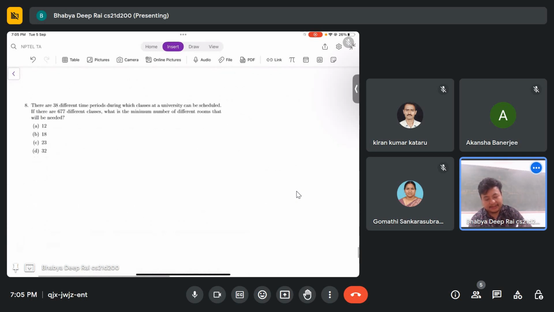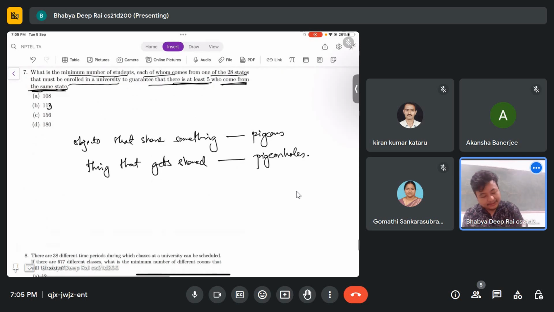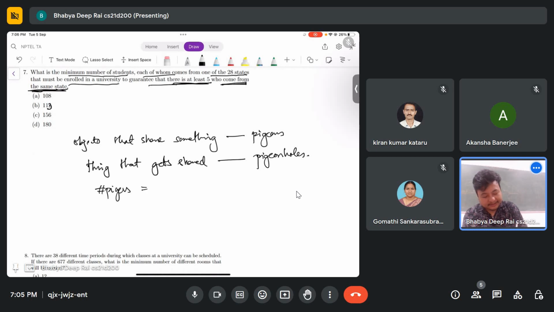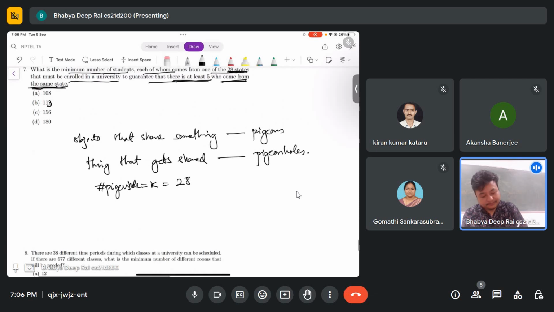Yeah, right. So the answer is 113. Why? Well, you know, number of pigeons is n, and pigeonholes is k, which is equal to the number of states. How many states are there in India? 28. Right. It's given in the question also. And this is pigeonholes, and they are saying at least five.